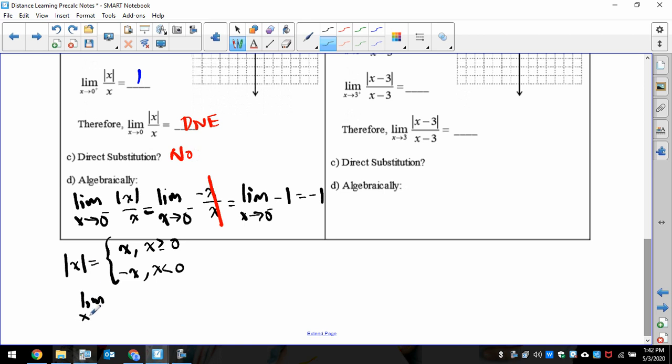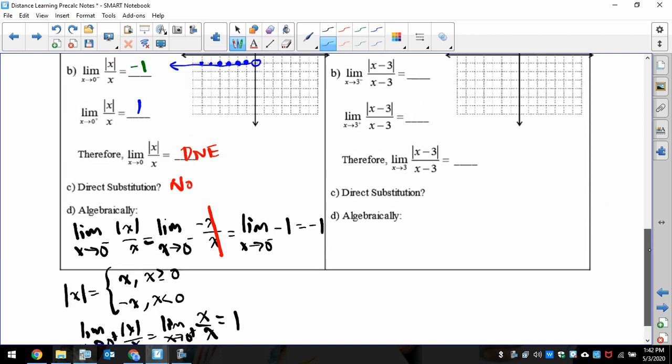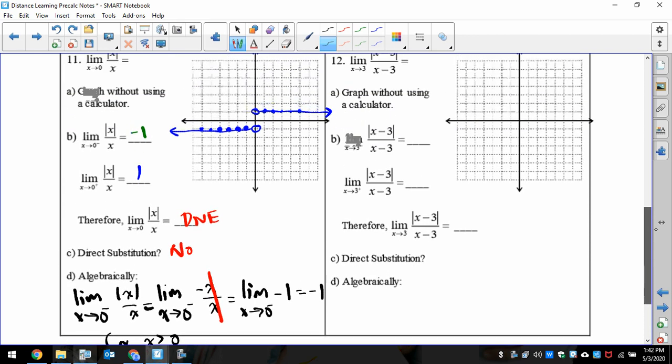So the limit as x goes to 0 from the right of the absolute value of x over x is going to be the limit as x goes to 0 from the right. Coming from 0 from the right, we're on this top branch, which is going to be x over x. Those cancel and just give me 1. So there's the left and right hand limit algebraically.